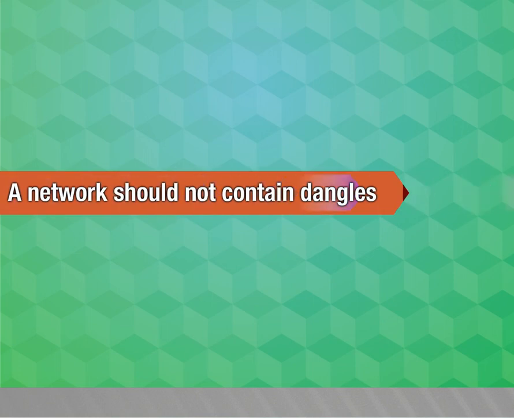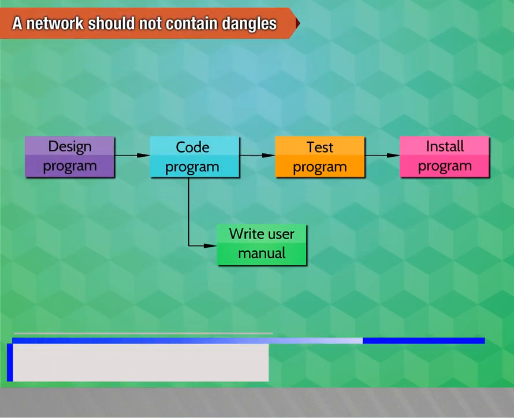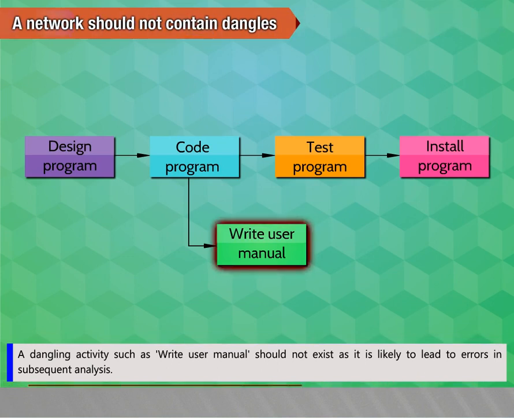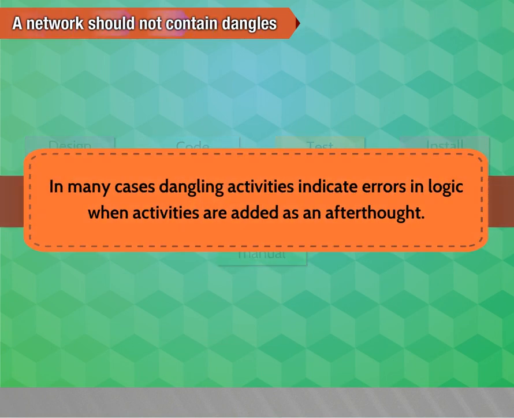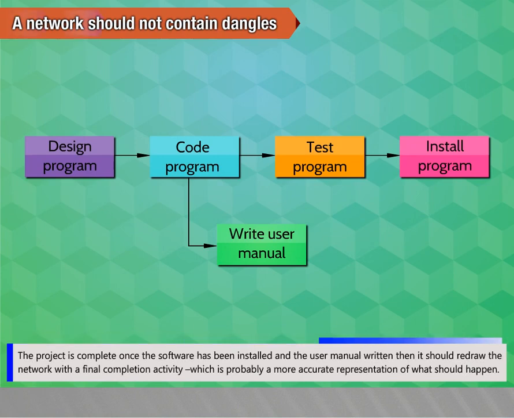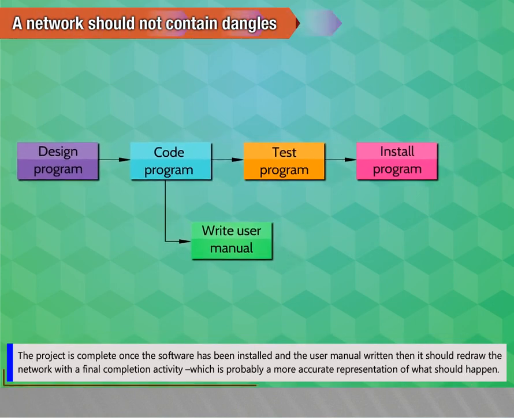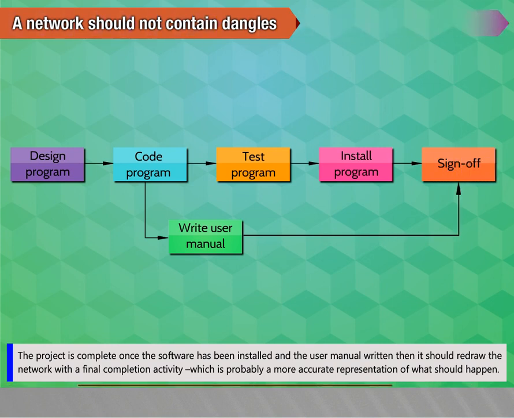A network should not contain dangles. A dangling activity such as write user manual should not exist, as it is likely to lead to errors in subsequent analysis. Indeed, in many cases, dangling activities indicate errors in logic when activities are added as an afterthought. If the project is complete once the software has been installed and the user manual written, then we should redraw the network with a final completion activity, which at least in this case is probably a more accurate representation of what should happen.